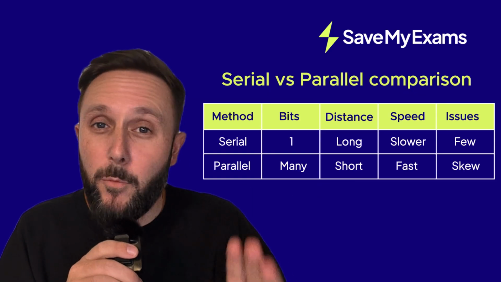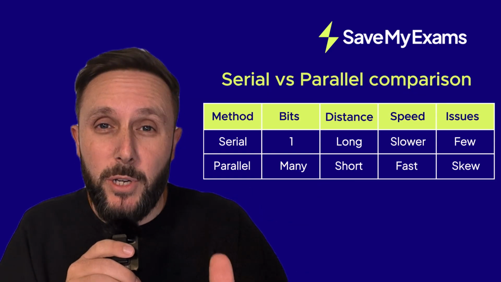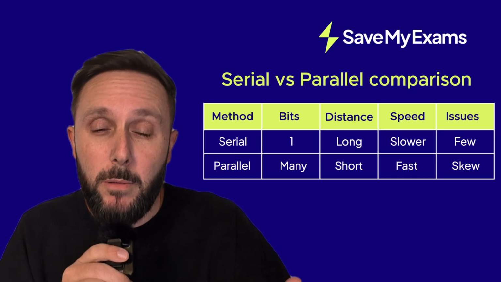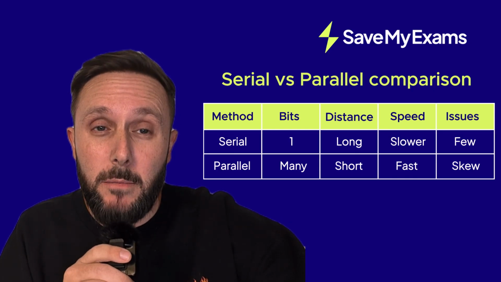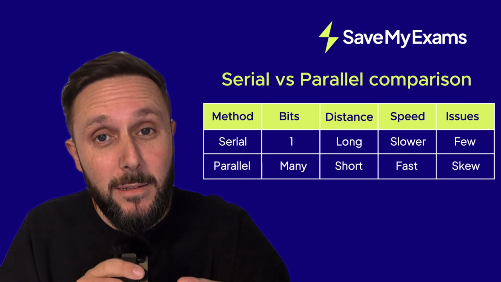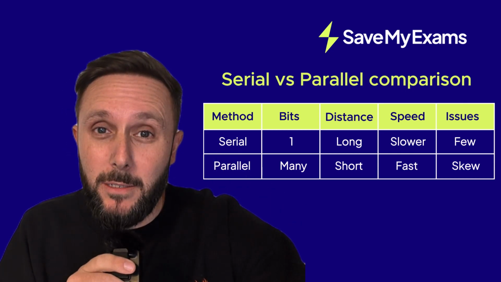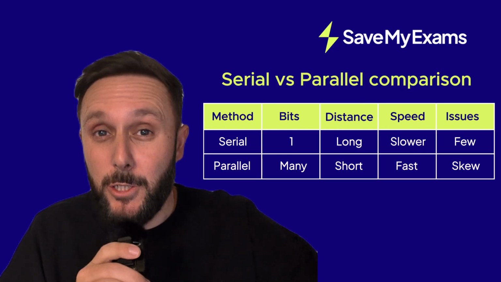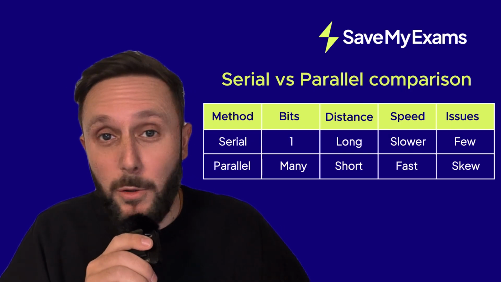So here's a quick breakdown of where we're at so far. Serial transmission is cheap, it's great over long distance, and it's really reliable. Parallel is fast, it's not good over long distance, and it's prone to interference and skew. Exam questions love this contrast.